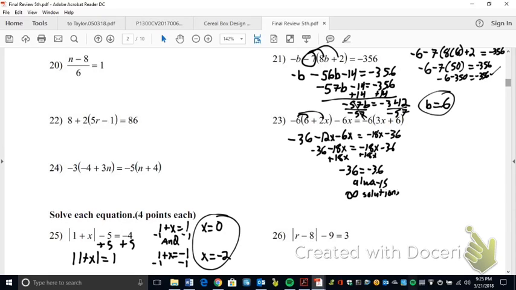Now, it doesn't matter which one I plug in there. On both of those, I'm going to get the right answer. Because both of those give me an absolute value where 1 plus x is 1 away from 0.